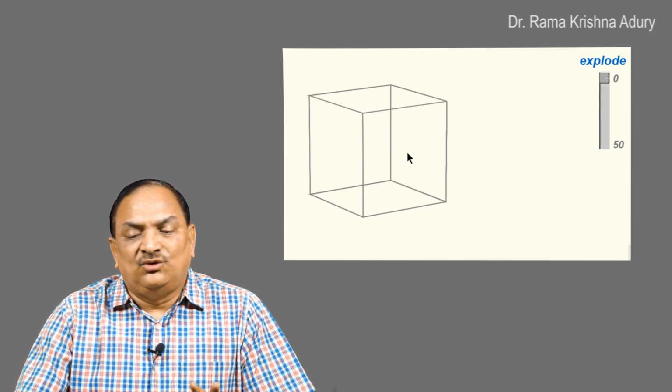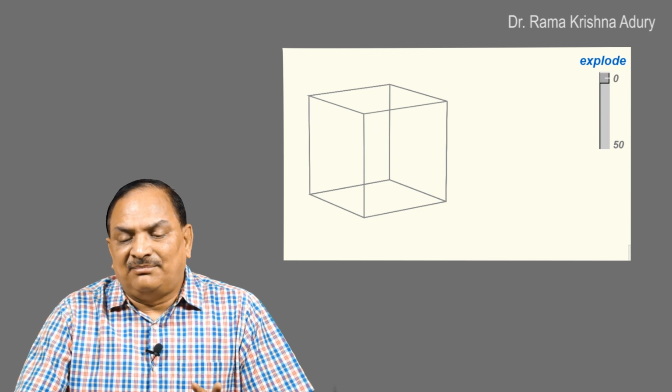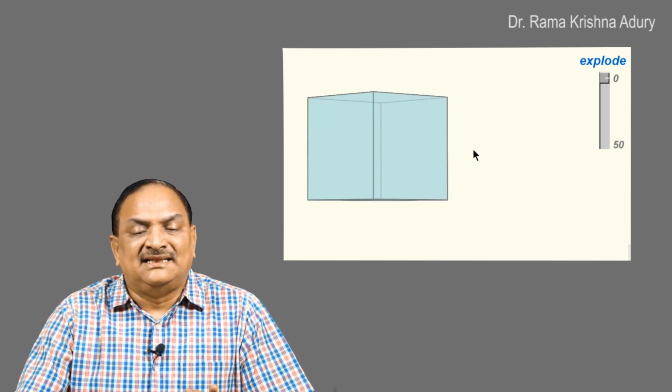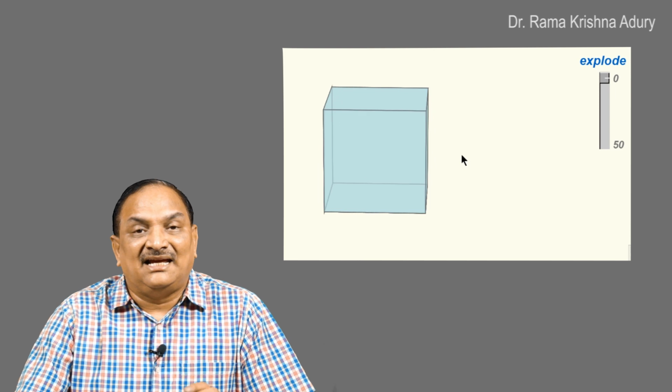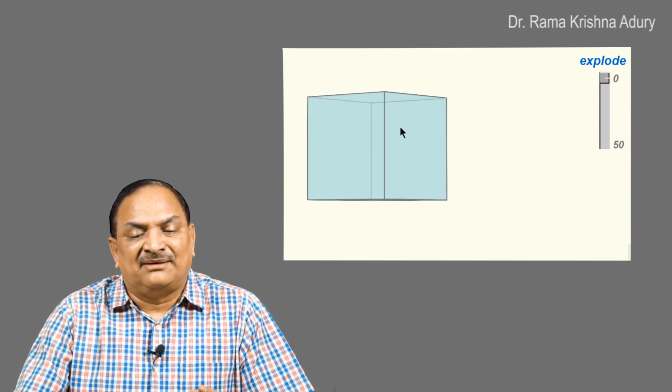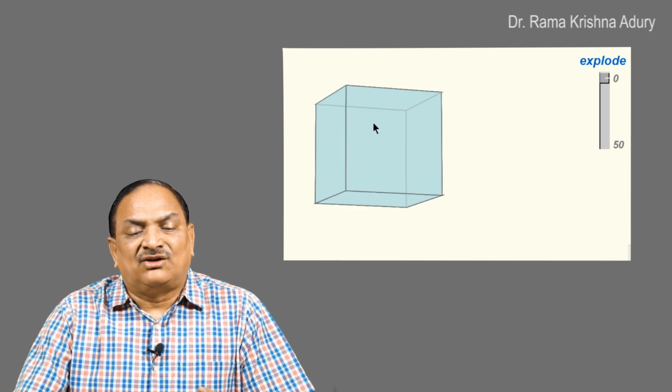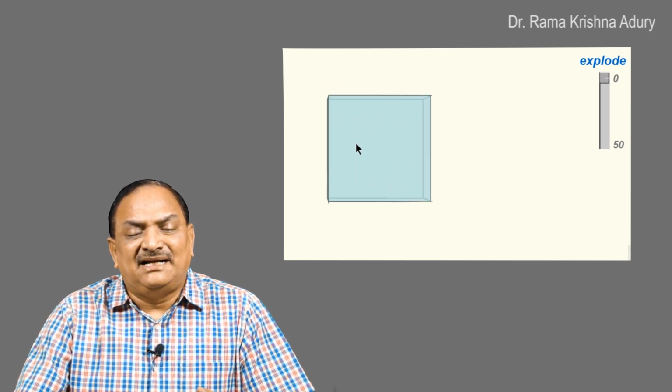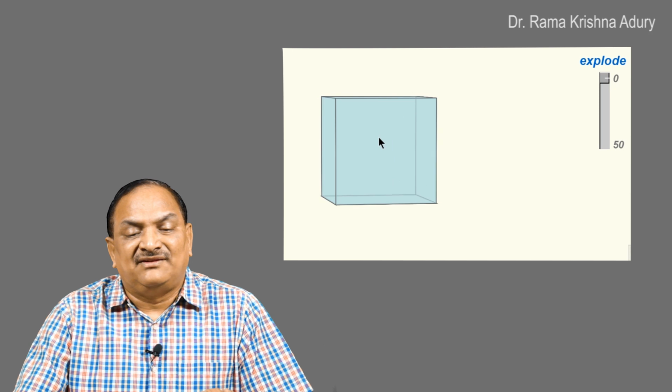You can make it even translucent. You can see this partially allowing the light to pass through. This is a translucent one. So this is what we mean by a cube. You can spin it, and you can understand that there are 6 faces.